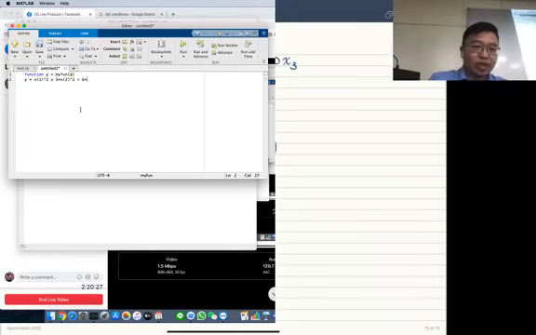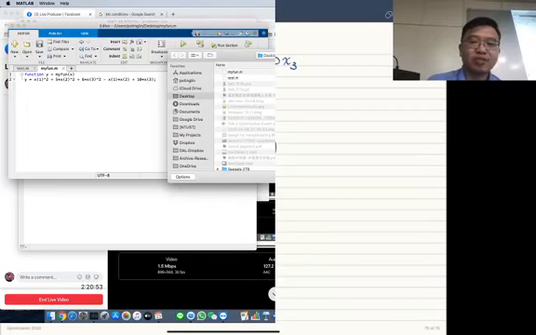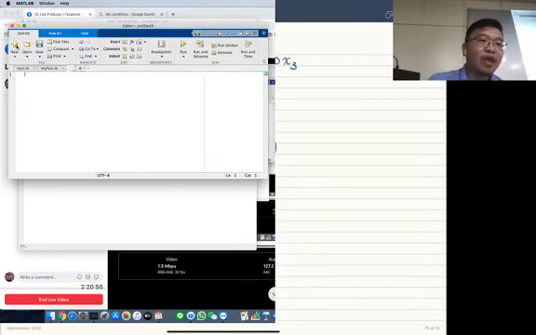Plus 6x3 square minus x1 times x2 plus 10 times x3. Okay, so this is how you could describe your objective function. Save it. Done. And then you create another file.